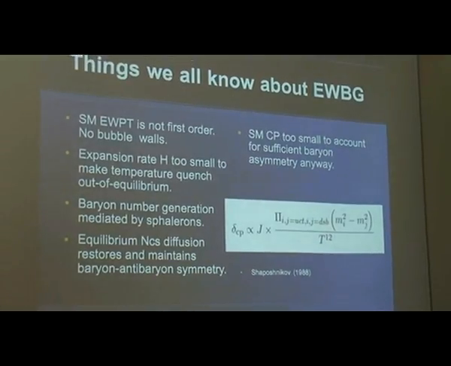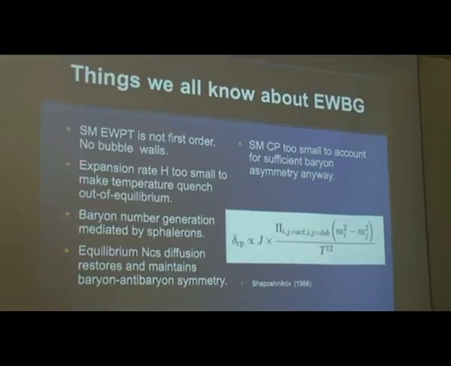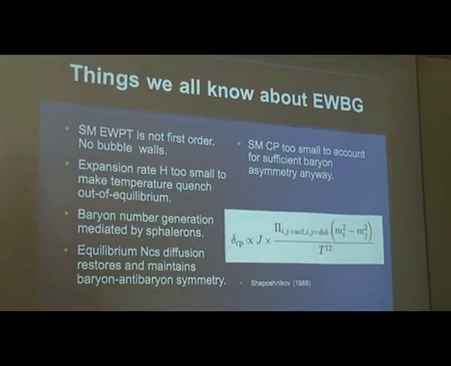Okay, we still do the transition somehow from high temperature to low temperature, and that is a result of the temperature decreasing in time, and that is because the universe expands. So the expansion rate, which is the Hubble rate, is too small to make it fast. So there is a quench, but it's just a very, very, very slow quench. So everything stays in equilibrium.